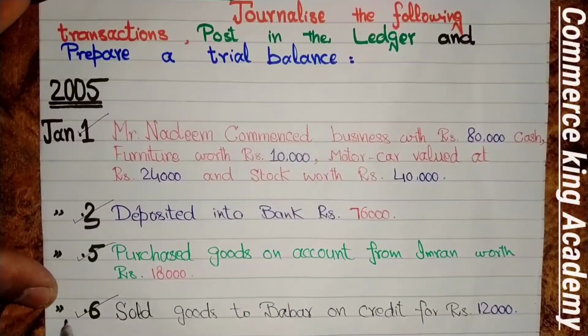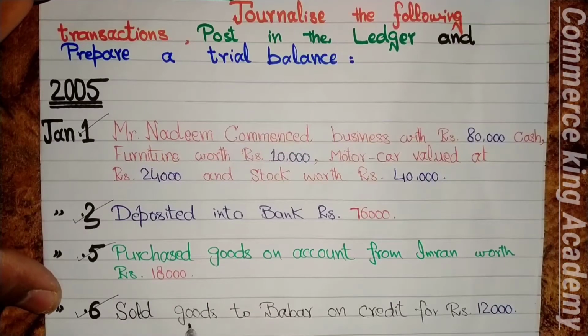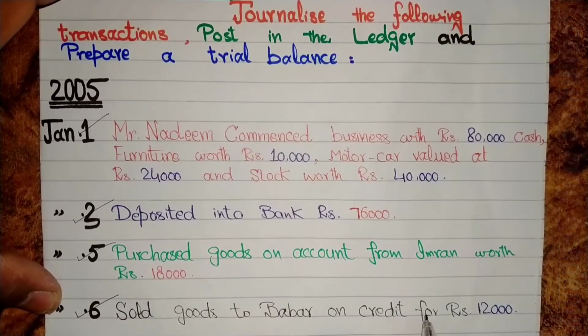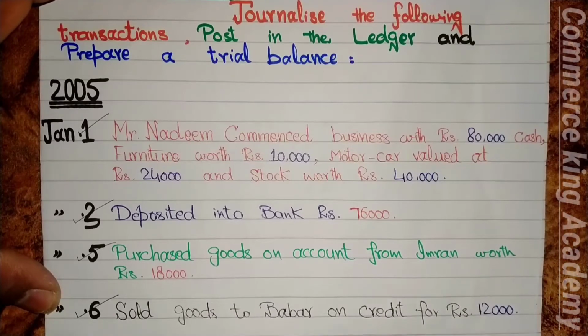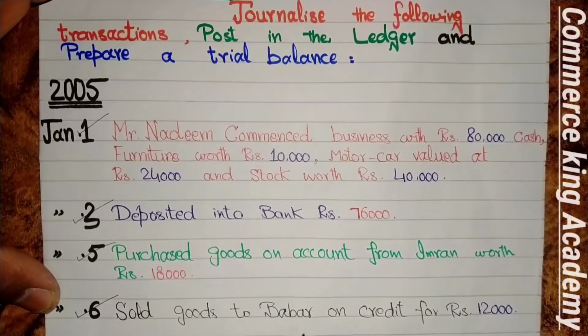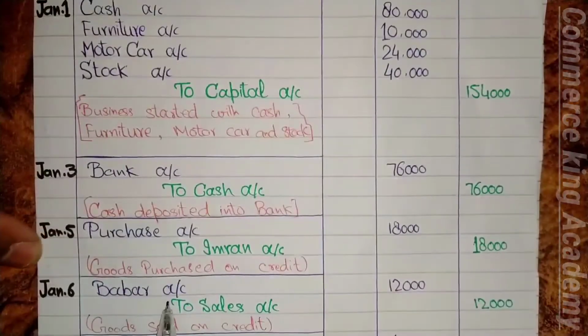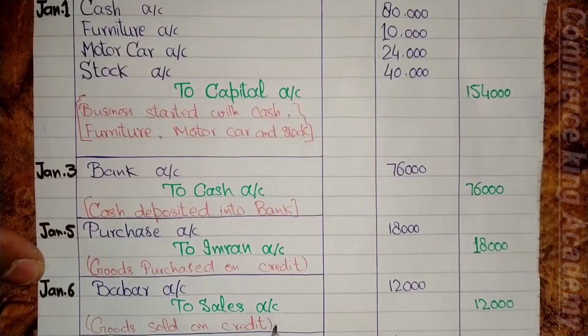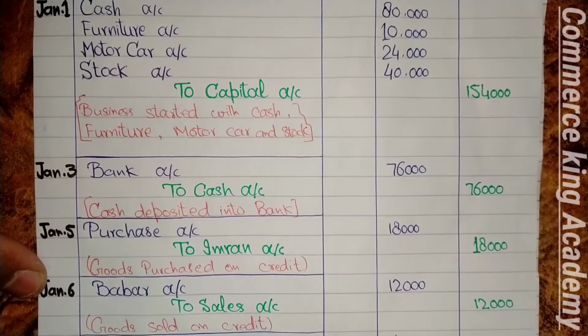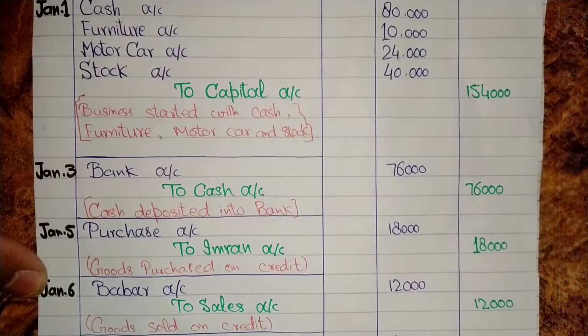Next transaction, which is Jan 6th. Sold goods to Babar on credit basis for 12,000 rupees. So Babar is the customer of the business right here. So Babar account debit to sales account credit in the books of the business amounted 12,000 rupees and 12,000 rupees with description goods sold on credit.